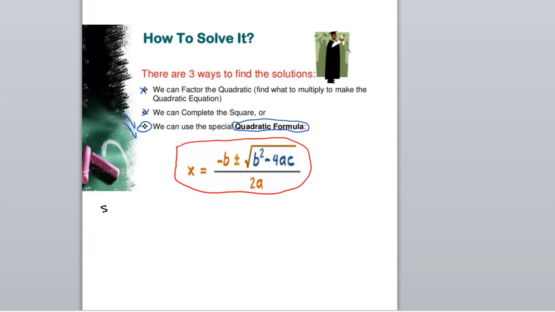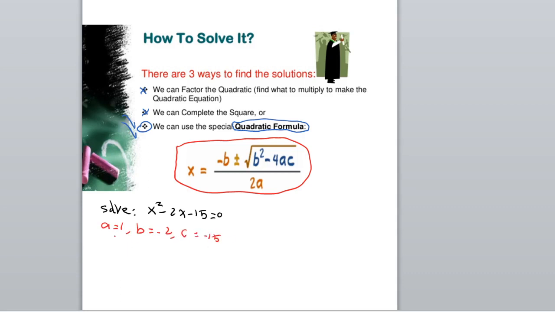For example, solve the equation x squared minus 2x minus 15 equals 0. How do you solve it? You'll tell me first that in this equation I have a equals 1, b equals minus 2, and c equals negative 15, right?